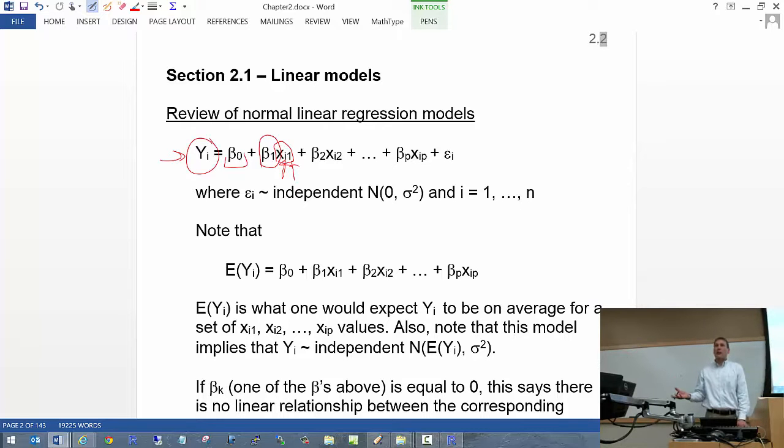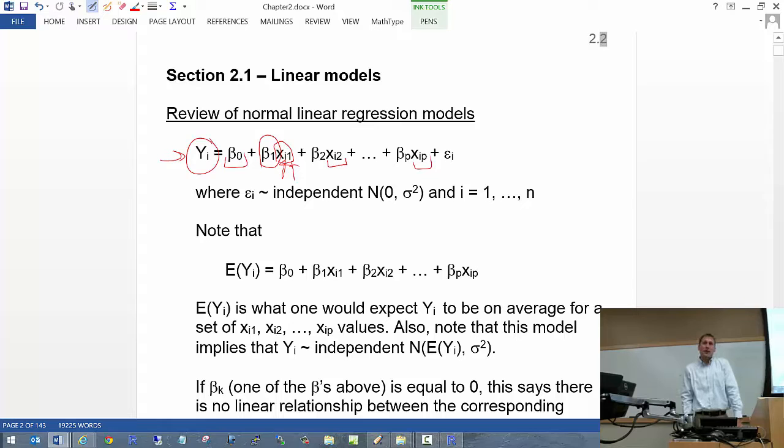So if beta 1 was positive, what would that mean? As x increases, what happens to y? Generally speaking, it increases. So if beta 1 was negative, as x1 increases, that means essentially y is going down on average. You could also have x2. You could also have all the way up to, let's say, p explanatory variables.